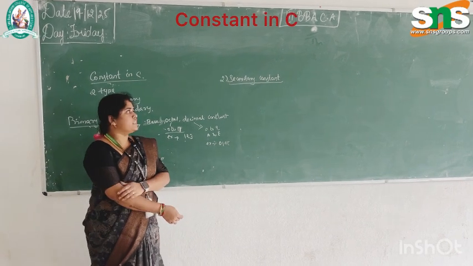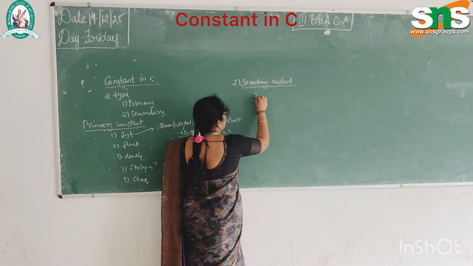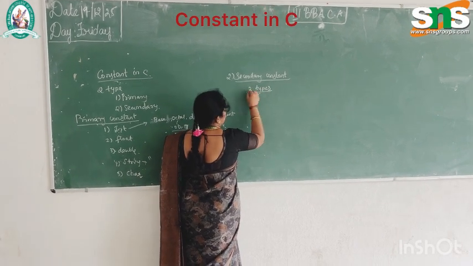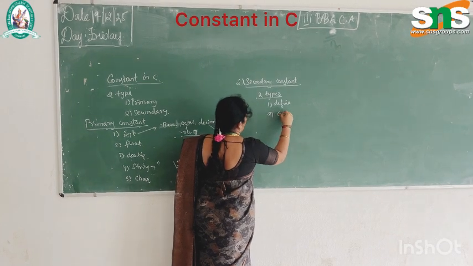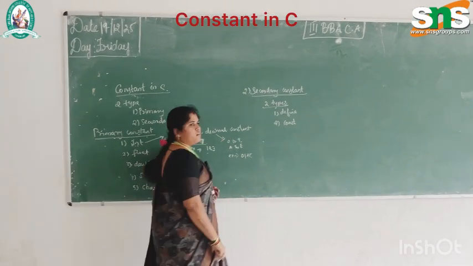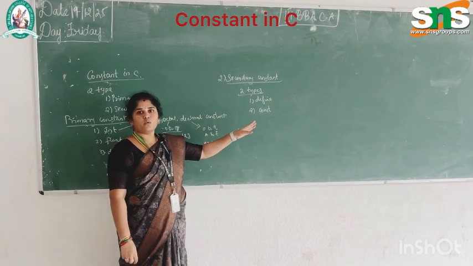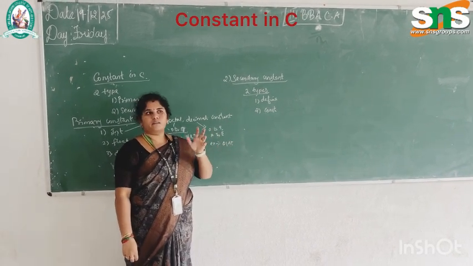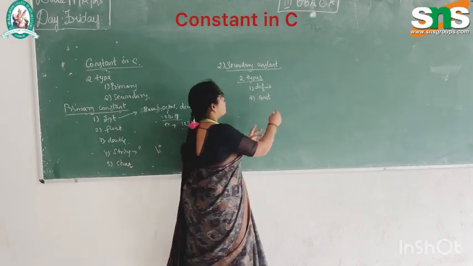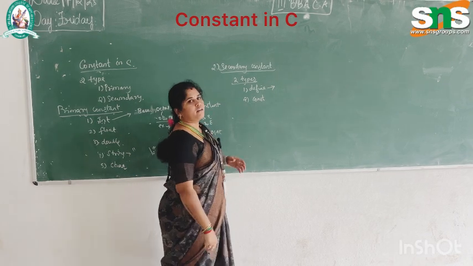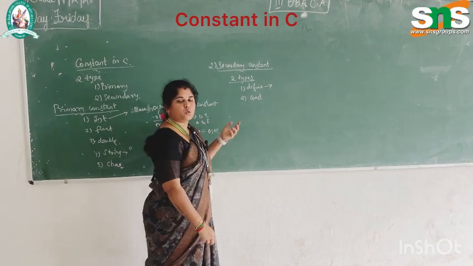It is also divided into two types: the first one is define, and the second one is const. Define is used to define the constant value in a header file. How do we assign or fix the value in the header file? Through the define keyword.